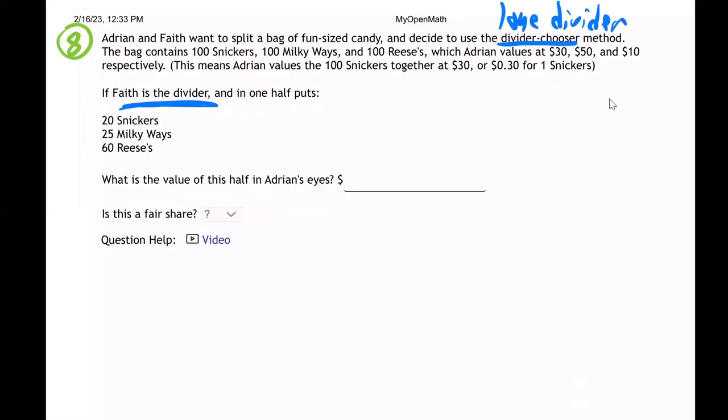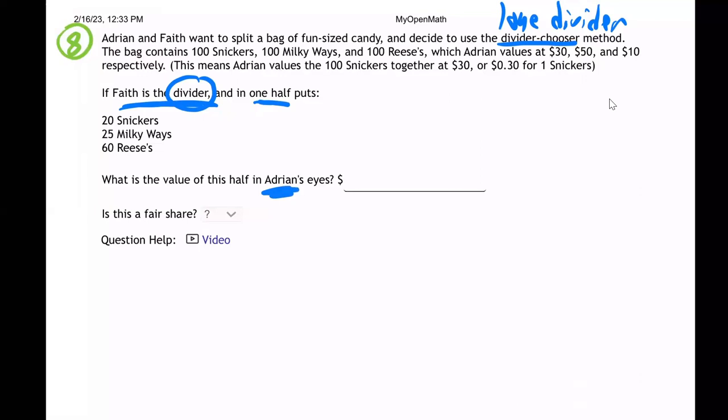So what does the divider always do? They make it fair in their eyes because they get last pick, right? Anyway, I don't think we care a lot about that. Basically, Faith is going to take all the candy bars and break them into two. There's only two people here, so only two piles of candy. Okay, so 20 Snickers is worth how much? They're asking, what is the value to Adrian?